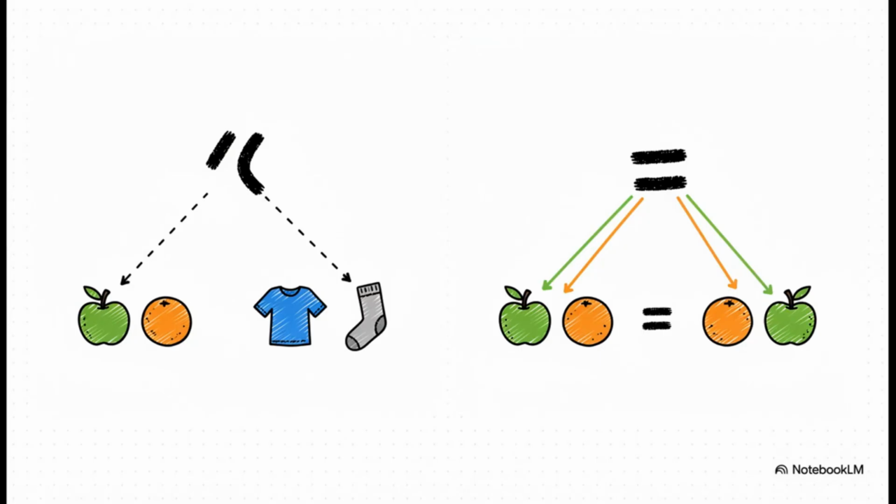And this slide just lays it out perfectly, doesn't it? On the left, a set with an apple and an orange is equivalent to a set with a shirt and a sock. Why? Because they both have 2 things. Easy. But over on the right, a set with an apple and an orange is only equal to a set with an orange and an apple. The items are exactly the same. So the bottom line is this: equivalent is about how many, and equal is about what.